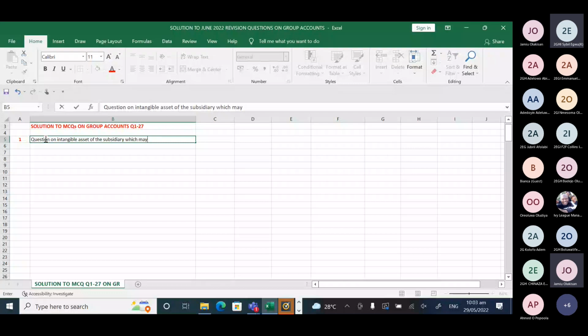Yes, it is very clear. Thank you. So, sir, if I get you right now, the main reason why we are choosing option A is because it can be measured reliably. Exactly.